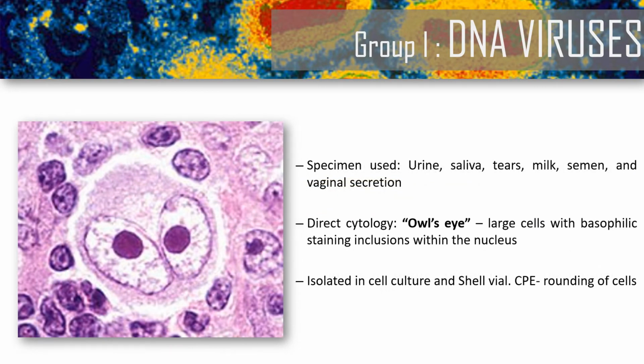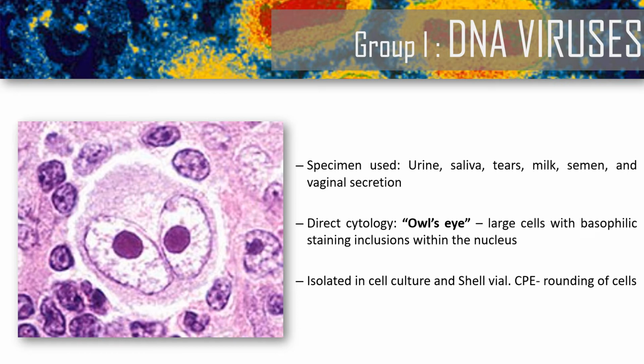So specimens used for laboratory diagnosis can be urine, saliva, tears, milk, semen, and vaginal secretion. For direct cytology, if you can observe this one, class, I actually included this already during your laboratory diagnosis. As part of your CP characteristic, you have your ALS-I. ALS-I is a hallmark characteristic of CMV or cytomegalovirus.